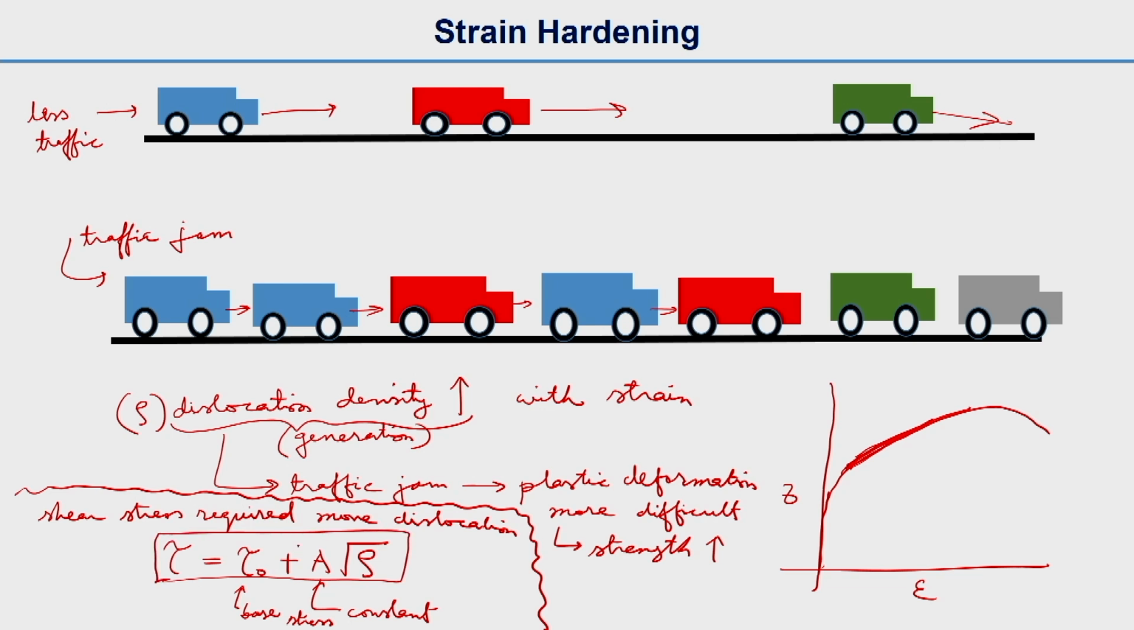So what we are showing here is that the shear stress required depends on the dislocation density. If rho increases, then tau will also increase. That's what this relation says. That's an empirical relation.